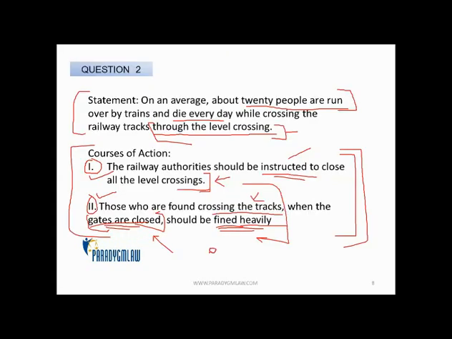So E will be your answer. Both courses of action will follow. See, unless one is done, two cannot be implemented. Just take a minute to understand that unless you implement this instruction, the first course of action, that the gates have to be closed, how will you implement the second one, that you're going to fine people who have been caught crossing the level crossing when the gate is closed, right?